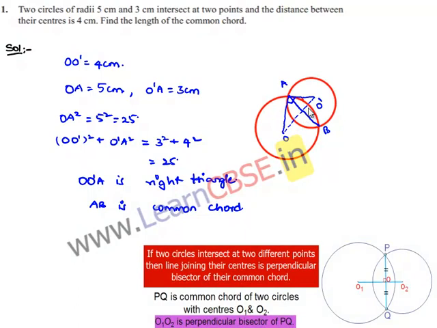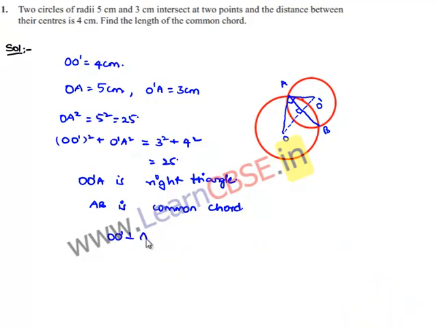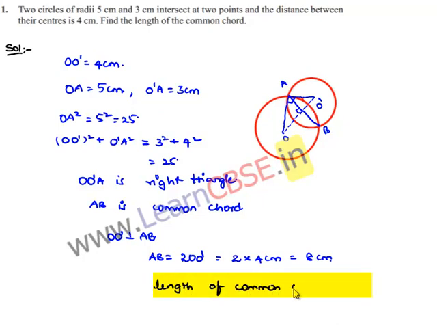We know that the line joining the centers of circles perpendicularly bisects the common chord of the two circles. Therefore we can say that OO dash is perpendicular to AB, and the length of the chord will be equal to 2 times OO dash, which is 2 times 4 centimeters. Therefore we get AB is equal to 8 centimeters, that is, the length of the common chord is equal to 8 centimeters.